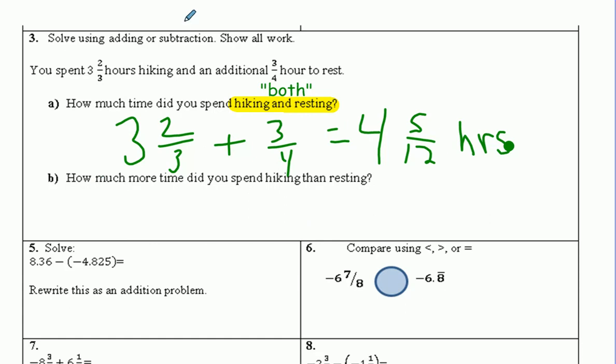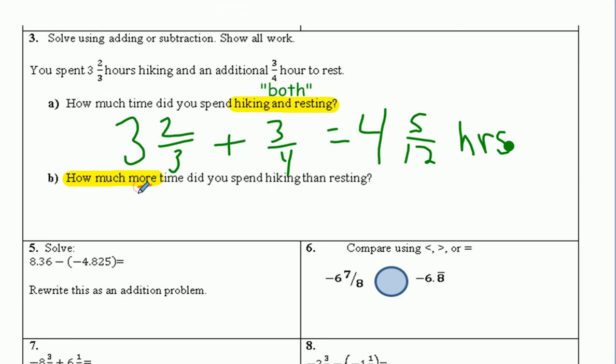Alright, next word problem, part of the word problem says, how much more time did you spend hiking than resting? Ah, there's definitely a clue word there, and that tells me to do subtraction. It's not how much, but it's how much more. That's the clue word. The more is very important. How much more. Not just how much, because remember, how much is not a clue word for anything. But the how much more, very important.